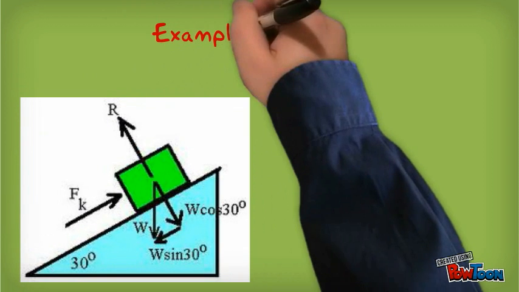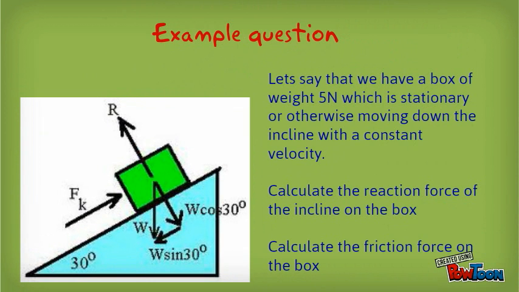Let's look at another example. Let's say we have a box of weight 5 newtons. It's stationary or otherwise moving down the incline with a constant velocity. That means the forces are balanced again. You're asked to calculate the reaction force of the incline on the box and the friction force on the box.